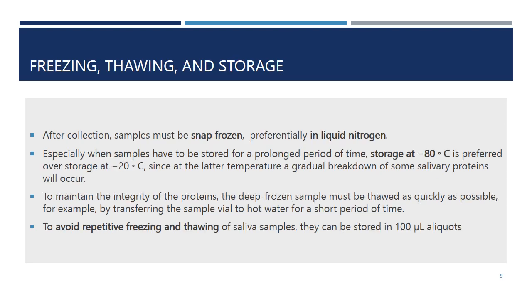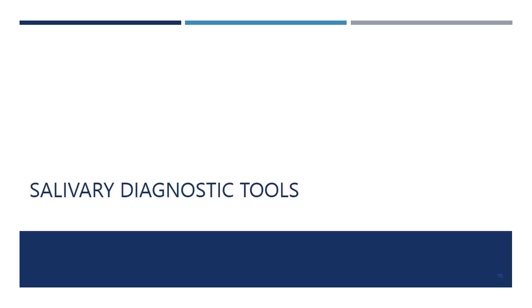After collection, samples must be snap frozen, preferentially in liquid nitrogen, especially when samples have to be stored for a prolonged time period. Storage at minus 80 degrees Celsius is preferred over minus 20 degrees Celsius. To maintain integrity of the proteins, deep frozen samples must be thawed as quickly as possible, like by transferring the sample vial to hot water for a short period of time. To avoid repetitive freezing and thawing of saliva samples, they can be stored in 100 microliter aliquots.